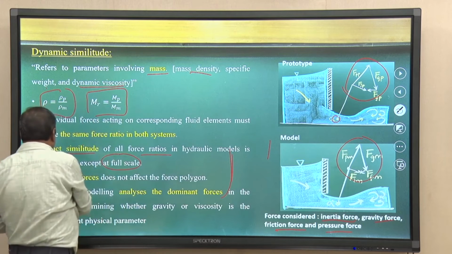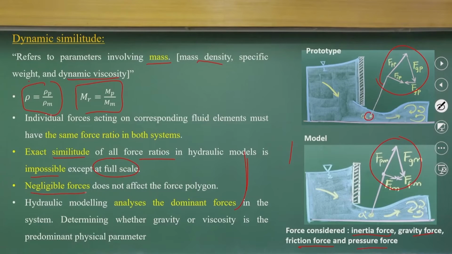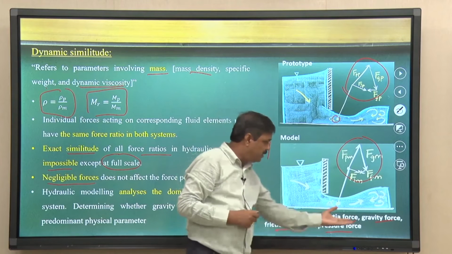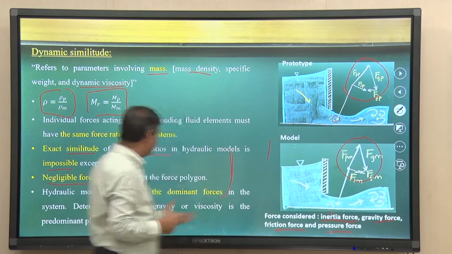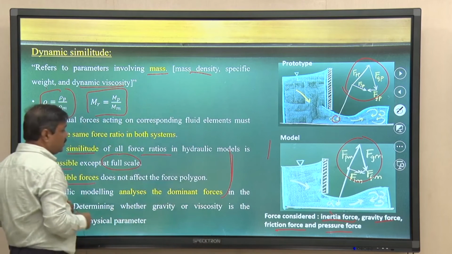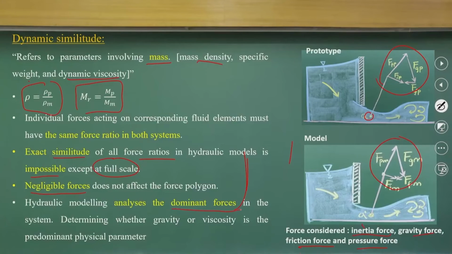How do we get it? We look at which forces are negligible, like whether the friction force is dominant, whether the inertia force is dominant, the gravity force or the pressure force. Based on that, we look at which are the dominant forces. Like in most open channel flow, gravity plays the major role. So, we look at whether gravity has more impact in open channel flow, or whether viscosity or flow resistance plays the major role.